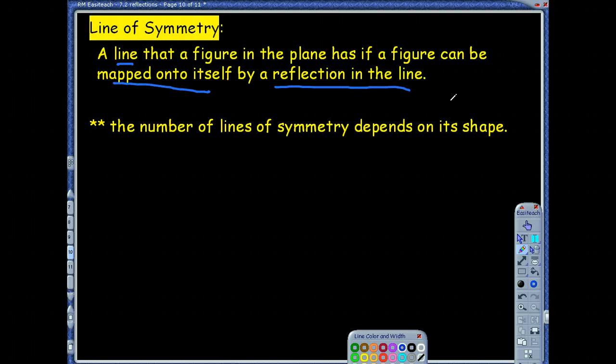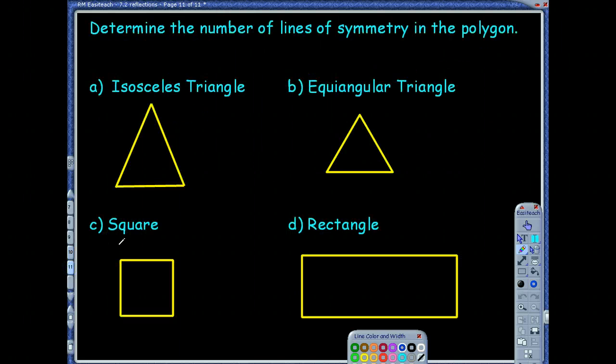So that means that basically I could fold a figure in half and it'd be right on top of itself. Exactly. Now, it says if a figure... So do all figures have a line of symmetry? No, not at all. It says the number of lines of symmetry really depends on its shape. Okay. So we're going to try some examples on the next slide to see what that means. For example, an isosceles triangle.